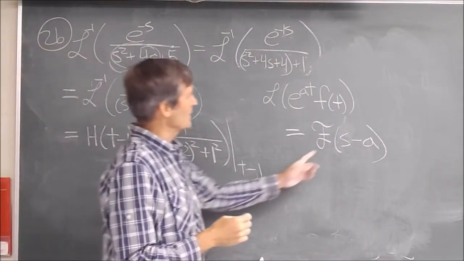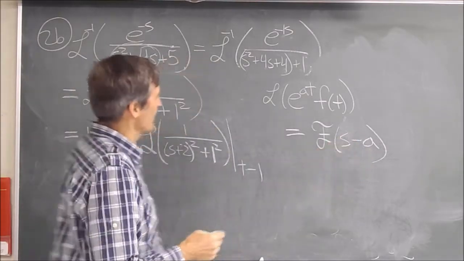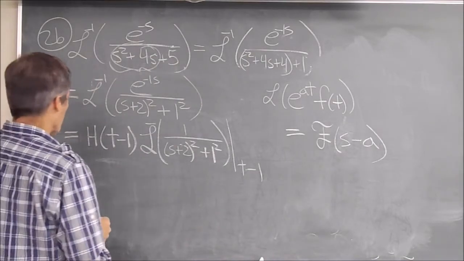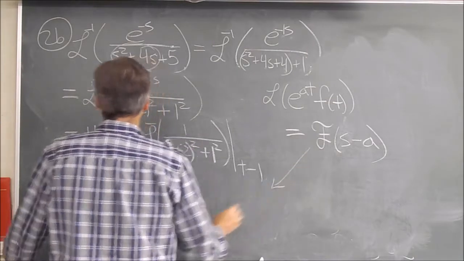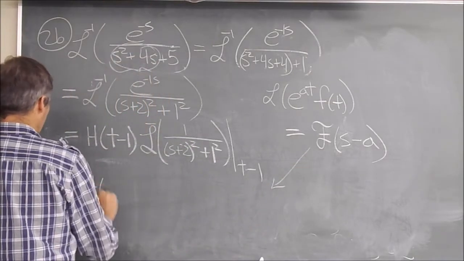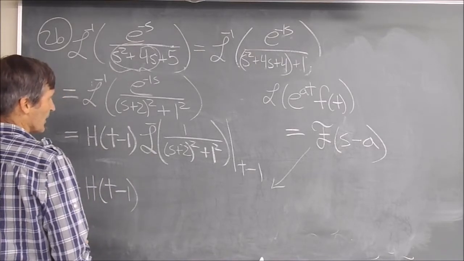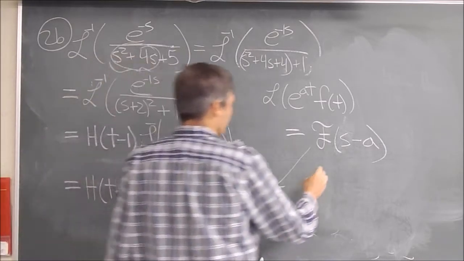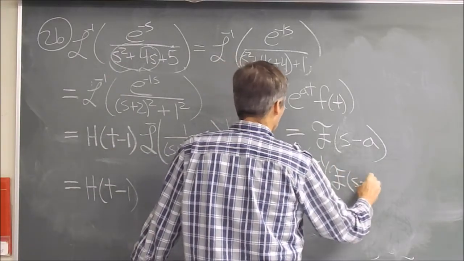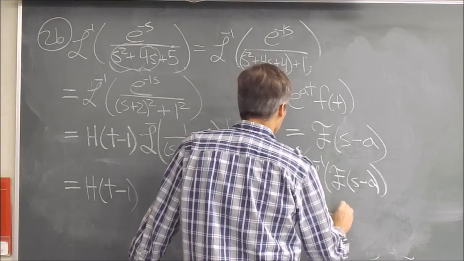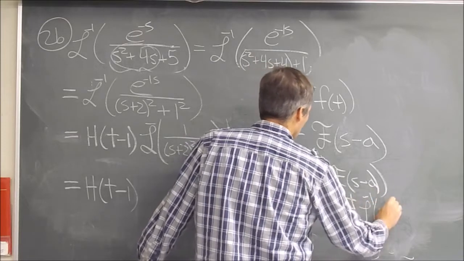Call it the shifting theorem, because now this shifts the graph of F(s) over by a units in the complex plane. All right, so let's apply that here, and say this is equal to H(t minus 1). Written in reverse, this says that the inverse transform of F(s minus a) is equal to e to the at times the inverse transform of F(s).